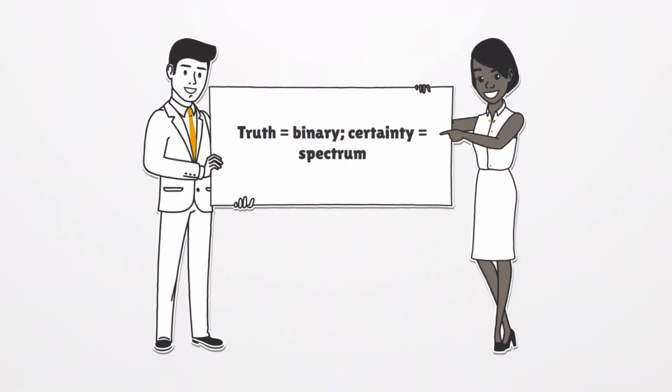So in conclusion, truth is binary, but certainty is a spectrum. That matters when making decisions, as we'll learn in the next video in this series.